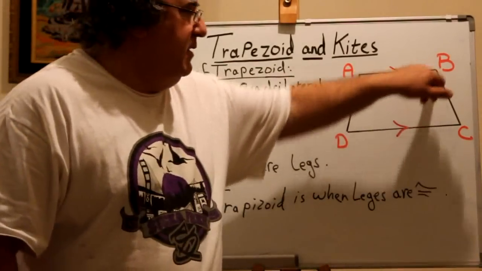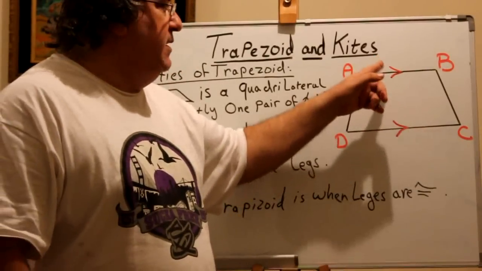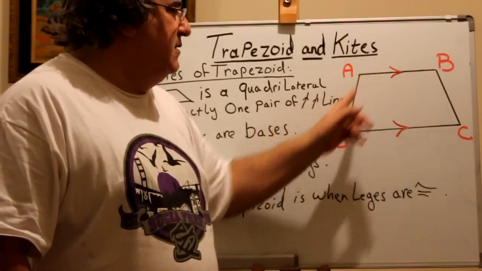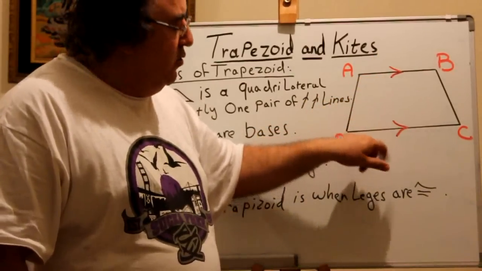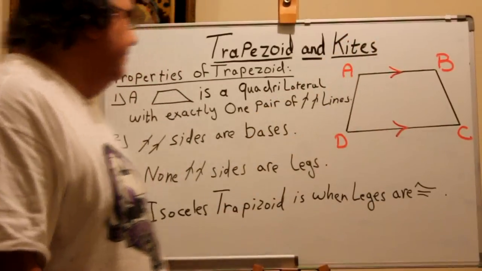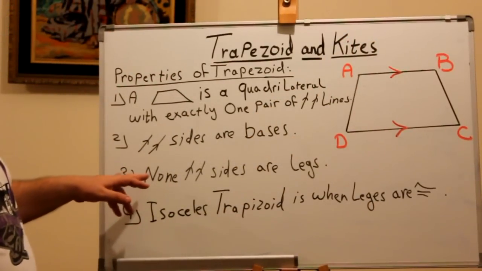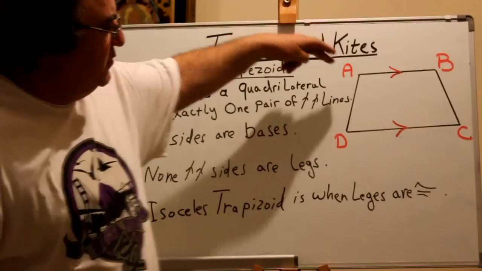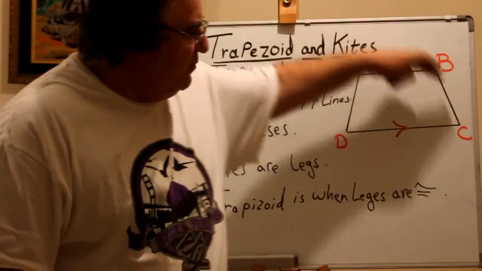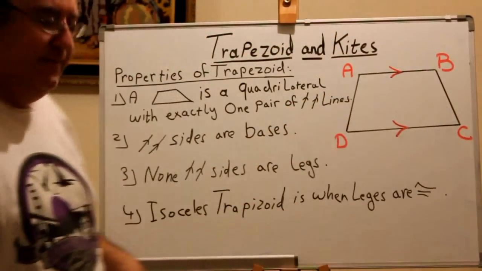So the side AB, which is parallel to DC, we call it a base. AB is a base and DC is a base, but a different base. We can call them base 1, base 2. It's up to you. Third, the non-parallel sides are called legs. The sides which are not parallel, like AD and BC, we call legs.